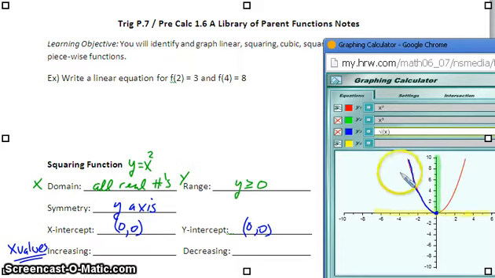So it's actually decreasing at first, from negative infinity to 0. And then, like I said, at 0, the graph changes directions and starts going back up. So at 0, it starts increasing until it gets to positive infinity. Remember, this is not a coordinate point. These are the x values where my graph is either increasing or decreasing.